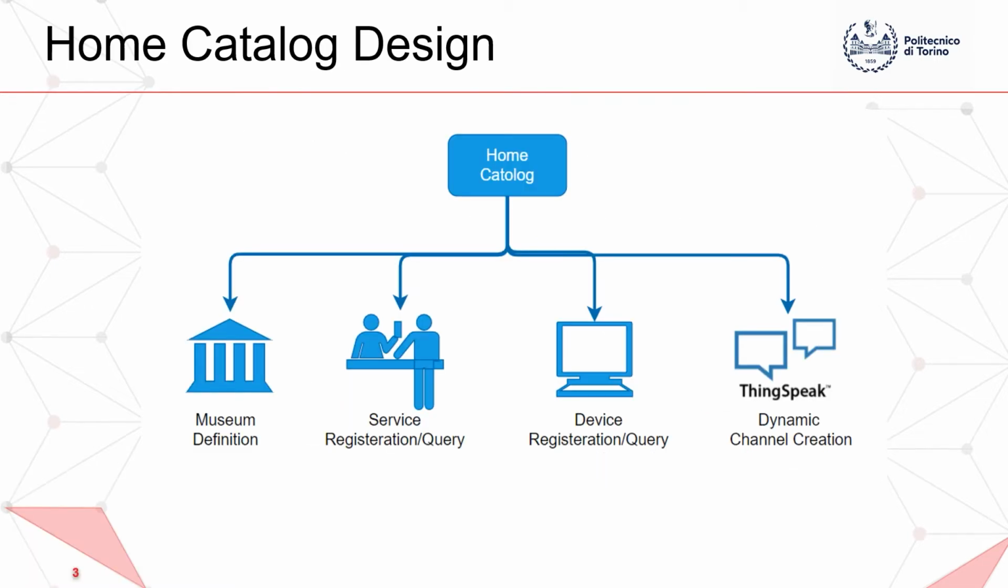In the design of home category, it aims at implementing four major functions, including the definition of the museum, service registration and query, device registration and query, and dynamically create ThingSpeak data storage channels.